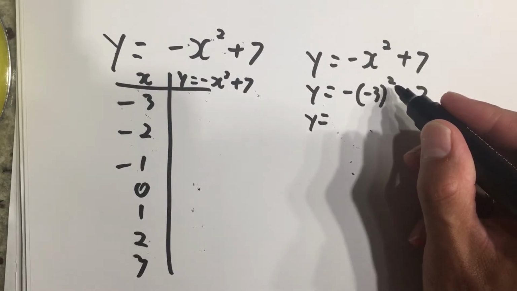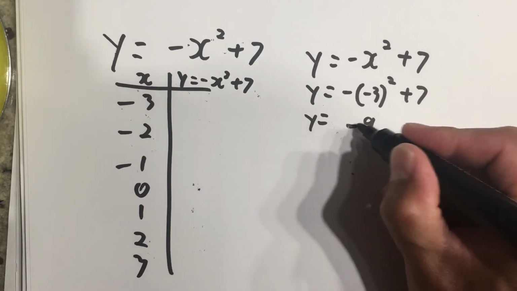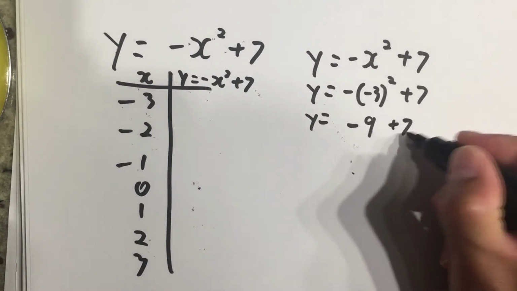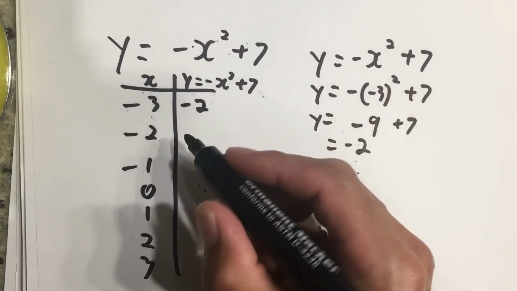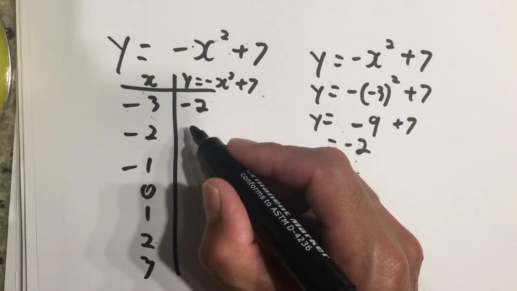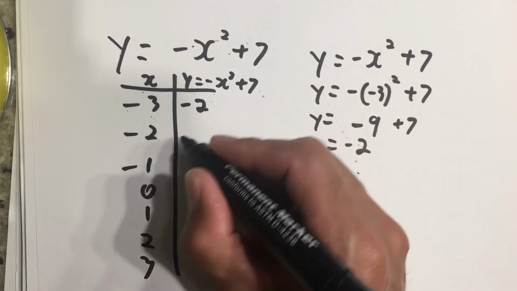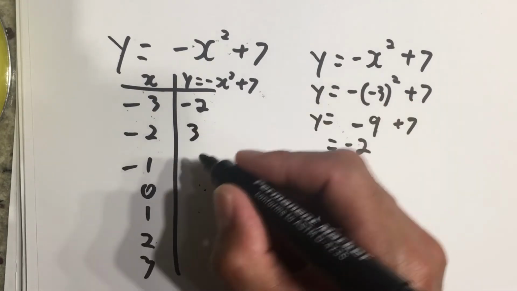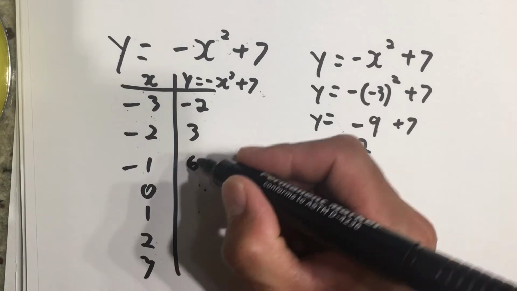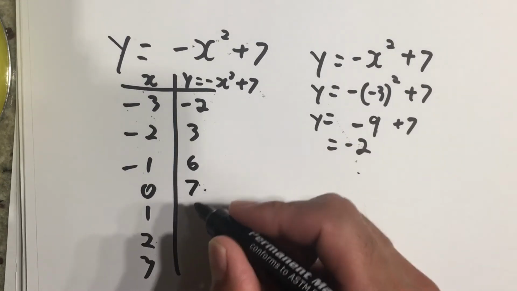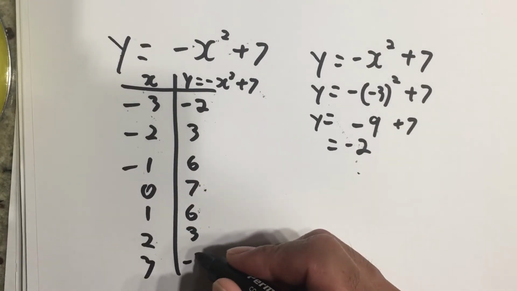-3 squared is +9. So I have a +9 here. That takes care of that bracket, but I still have that negative there. So it's -9 plus 7, which is -2. So that's a -2. This here is going to be -4 plus 7, so that's +3. This one here is going to be -1 plus 7, so that's a +6. And this is 0 plus 7, so that's 7. This again will be 6, this will be 3, and that will be -2.